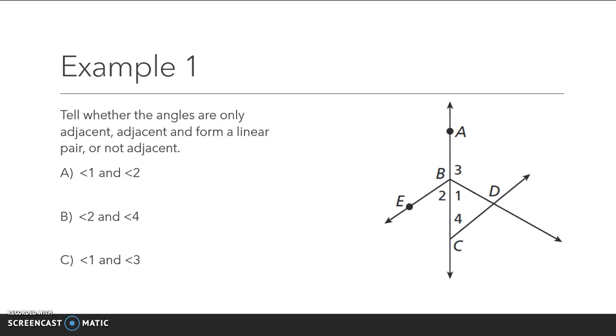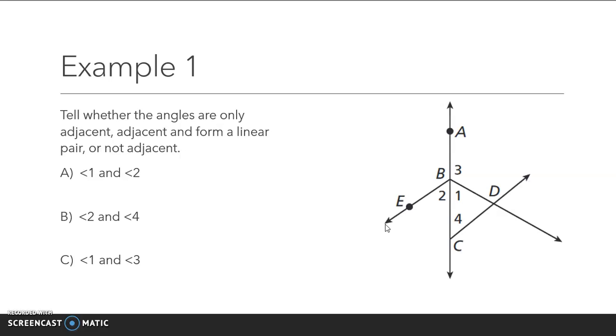In example 1, we need to tell whether the angles they list are only adjacent, form a linear pair, or are not adjacent. So we're going to start off with part A, angles 1 and 2. Angle 1 is this angle right here. It starts all the way out there, comes in, and goes this way. And angle 2 starts here, comes into here, and goes that way.